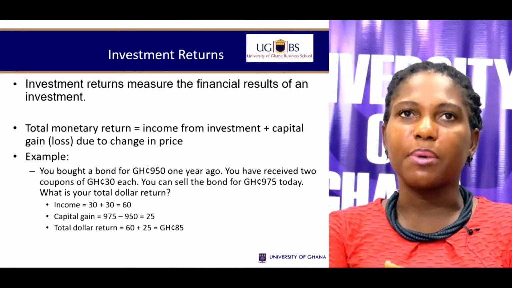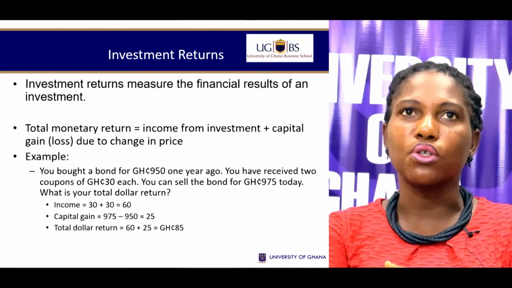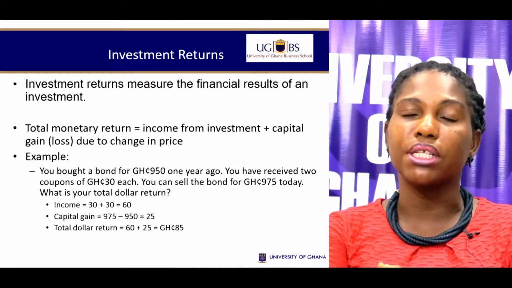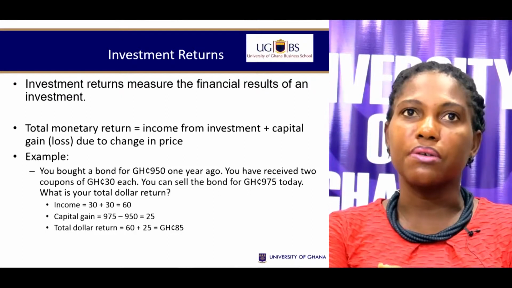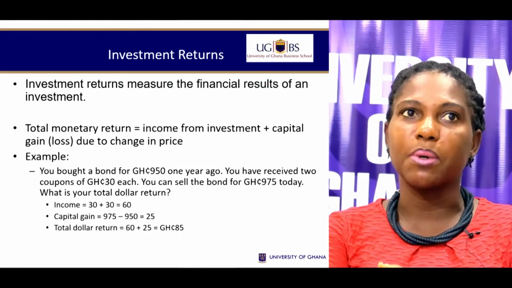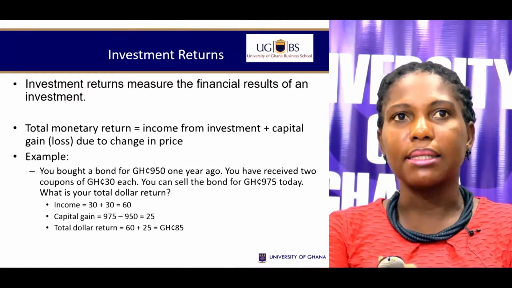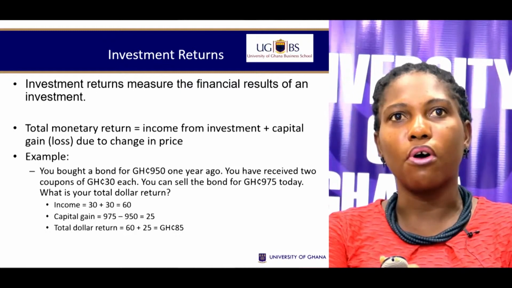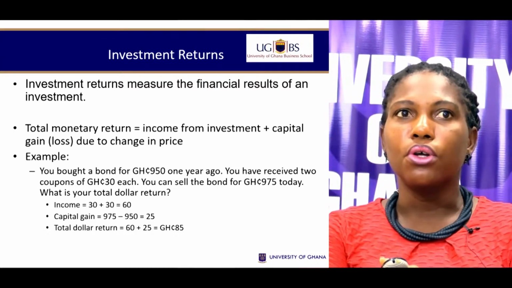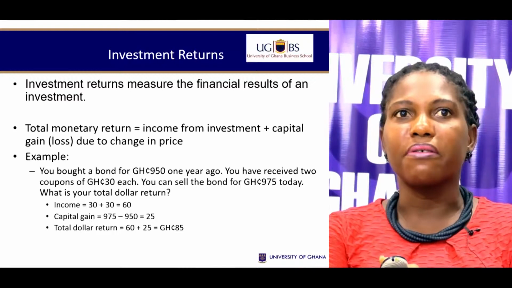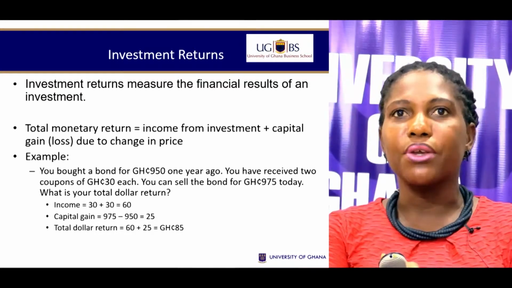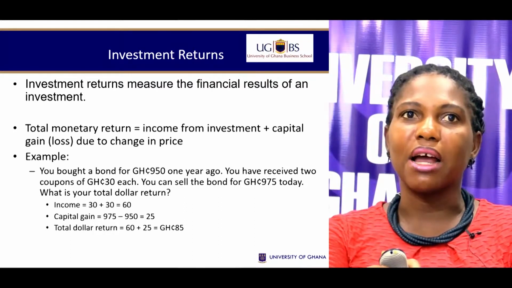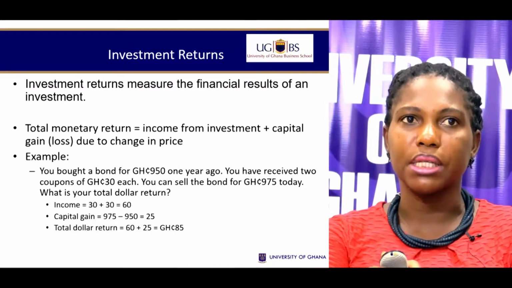Now, of course, the investment returns tell us the financial results of an investment. It's usually the reason why we decide to defer consumption, so that the total monetary return we make is the income from the investment plus any possible capital gains or loss due to change in price. So let's take an example where you bought a bond for $9.50 a year ago. You received 2 coupons of 30 each during the lifetime that you held on to the bond. And today you can sell the bond for $9.75. So what is your total monetary return?